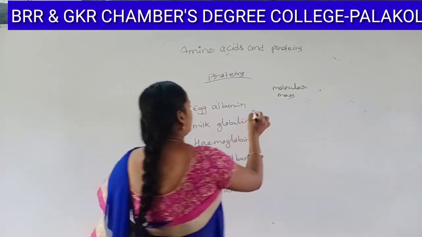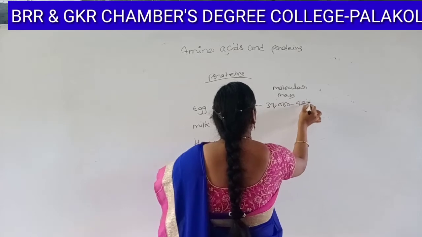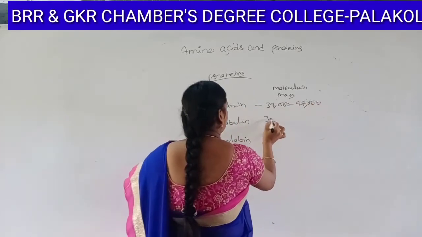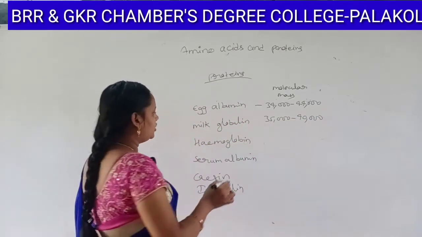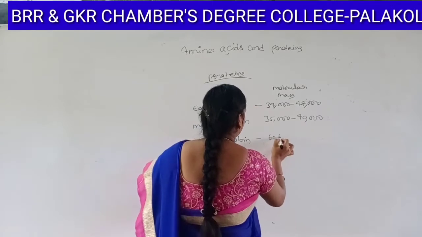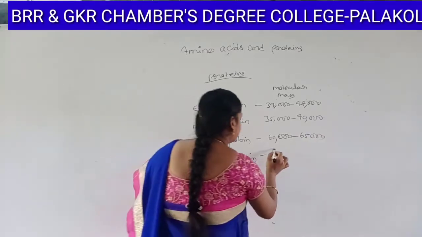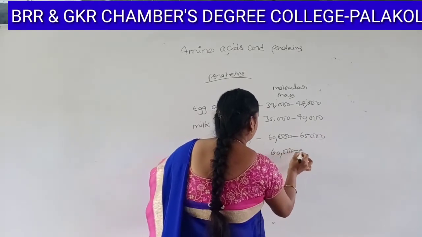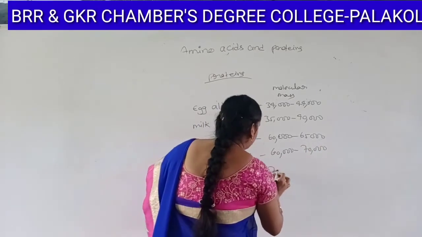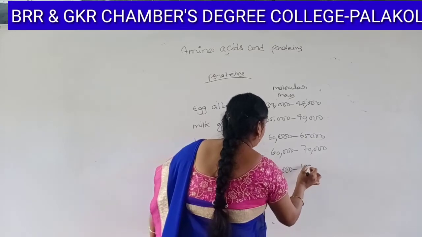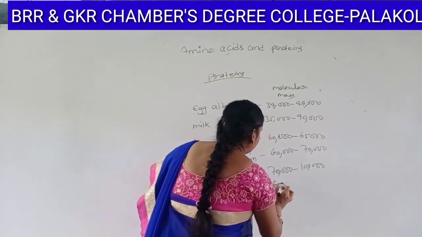Okay students, egg albumin is around 34,000 to 44,000. Milk globulin is around 35,000 to 40,000. Hemoglobin is around 60,000 to 65,000. Serum albumin is about 60,000 to 70,000. Casein is about 70,000 to 1 lakh. Insulin finally is 6,000.